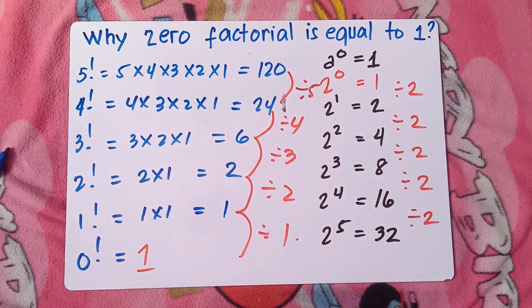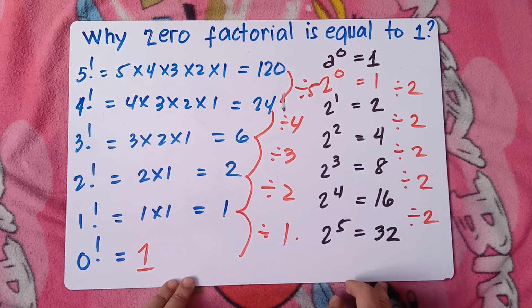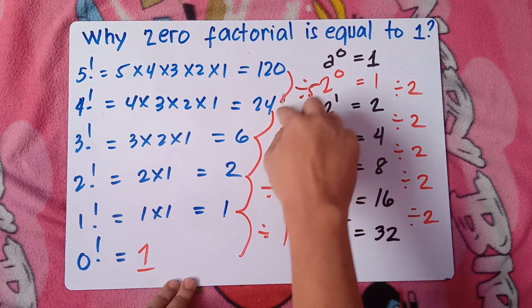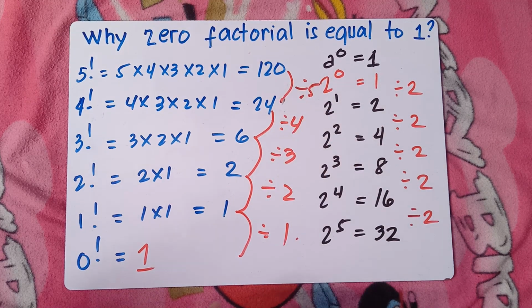So this is one of the answers, or one of the keys, to check why 0 factorial is equivalent to 1. We do have so many methods to check why 0 factorial is equivalent to 1, but this is the most convenient way, or the easiest way, for you to check it.